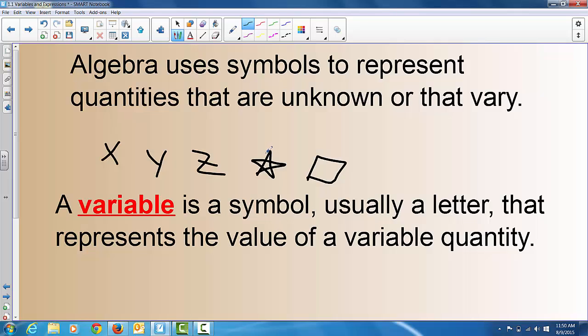Now, vary means to change. Variable means changeable. So that's why we call it a variable, because it's changeable depending upon the equation that you're using, okay?